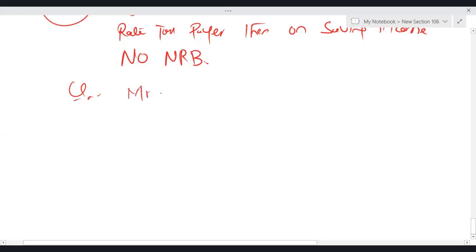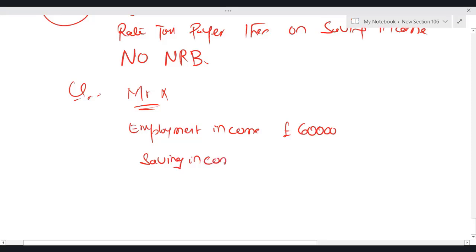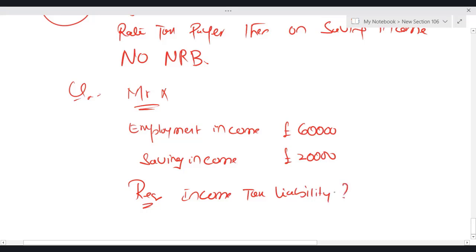For example, Mr. X's employment income is, let's say, 60,000. Assuming the saving income is 20,000. Required: just calculate income tax liability.